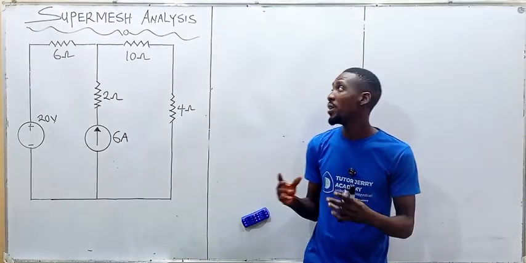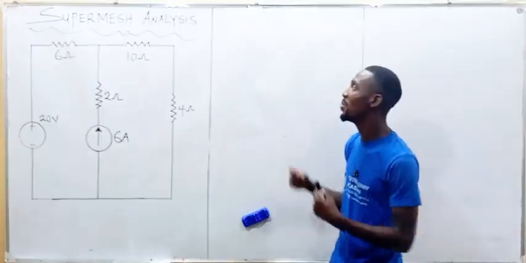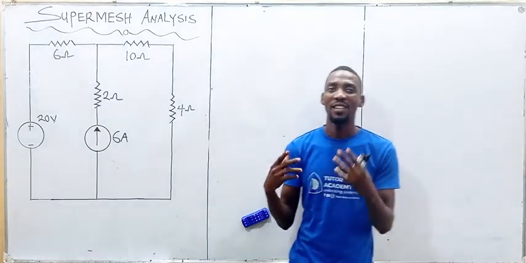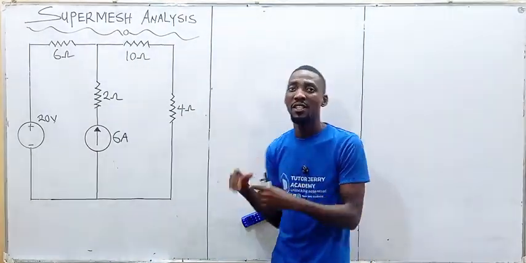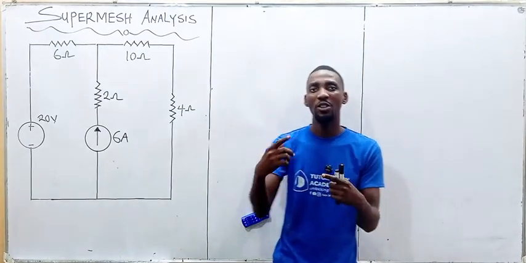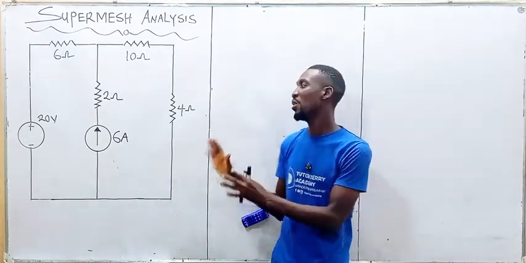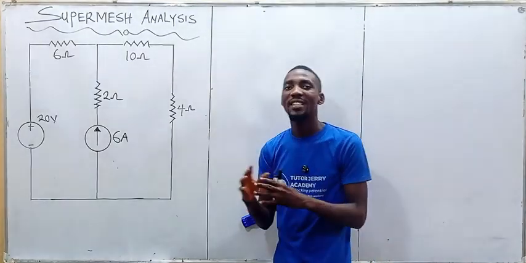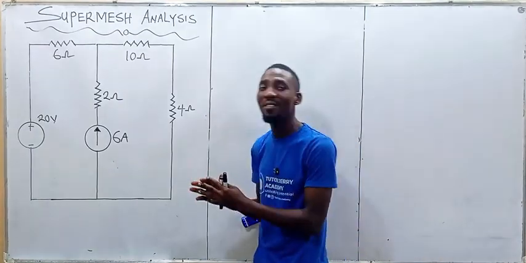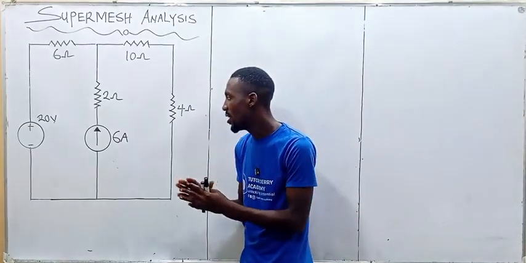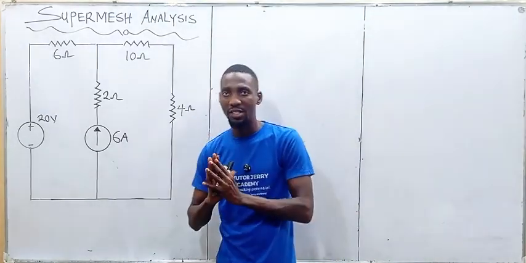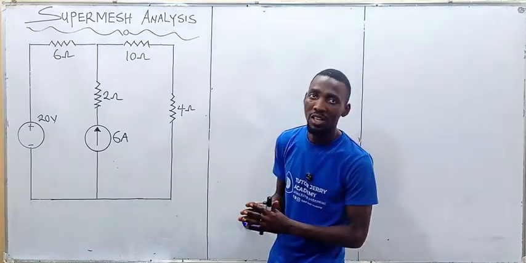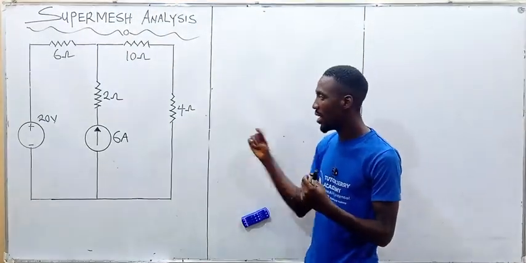All right, we are going to be taking our first example on Supermesh analysis. We already introduced what Supermesh is in our first lecture, so I encourage you to go over that before coming for the sample problems. We said Supermesh occurs whenever there is a current source between two meshes. You can see there's a current source here which is between this mesh and this other mesh. So how do we go over this question?